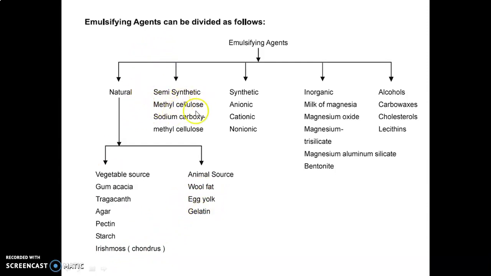Semi-synthetic: methyl cellulose, sodium carboxymethyl cellulose, that is sodium CMC. Synthetic: anionic, cationic, non-ionic, which relate to charges. Anionic means containing negative charge, cationic means positive charge, and non-ionic are chargeless. Inorganic: milk of magnesia, magnesium oxide, magnesium trisilicate, magnesium aluminium silicate, and bentonite. And the alcohols, that is carboxylates, cholesterol, lecithins.